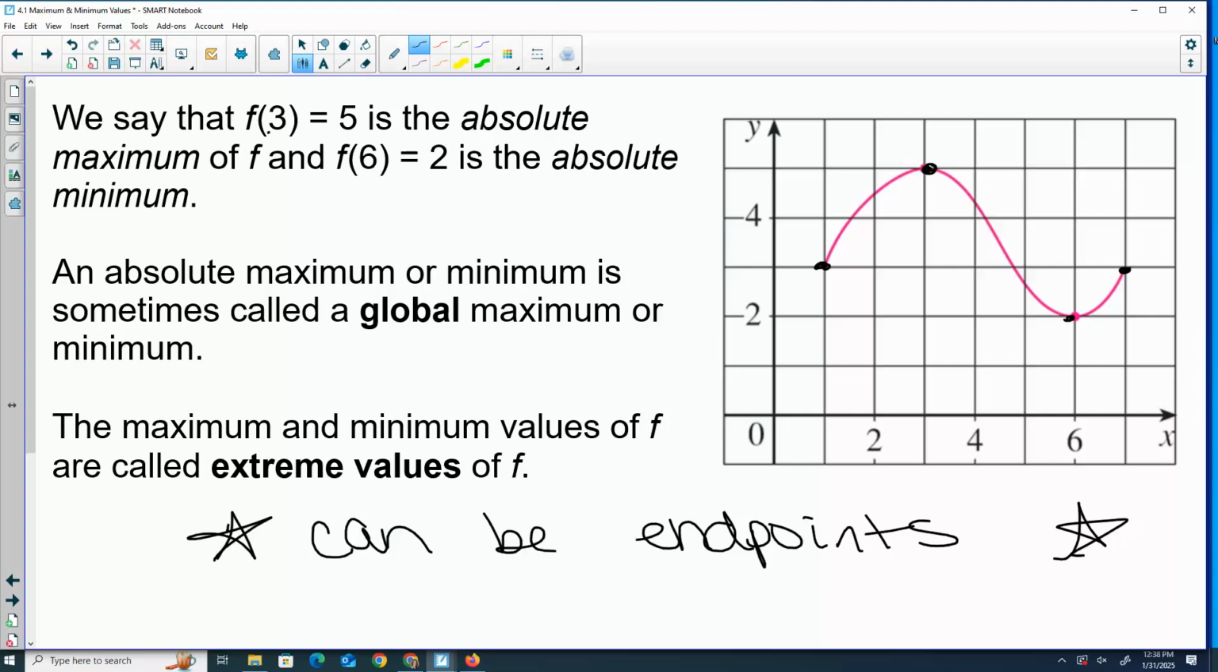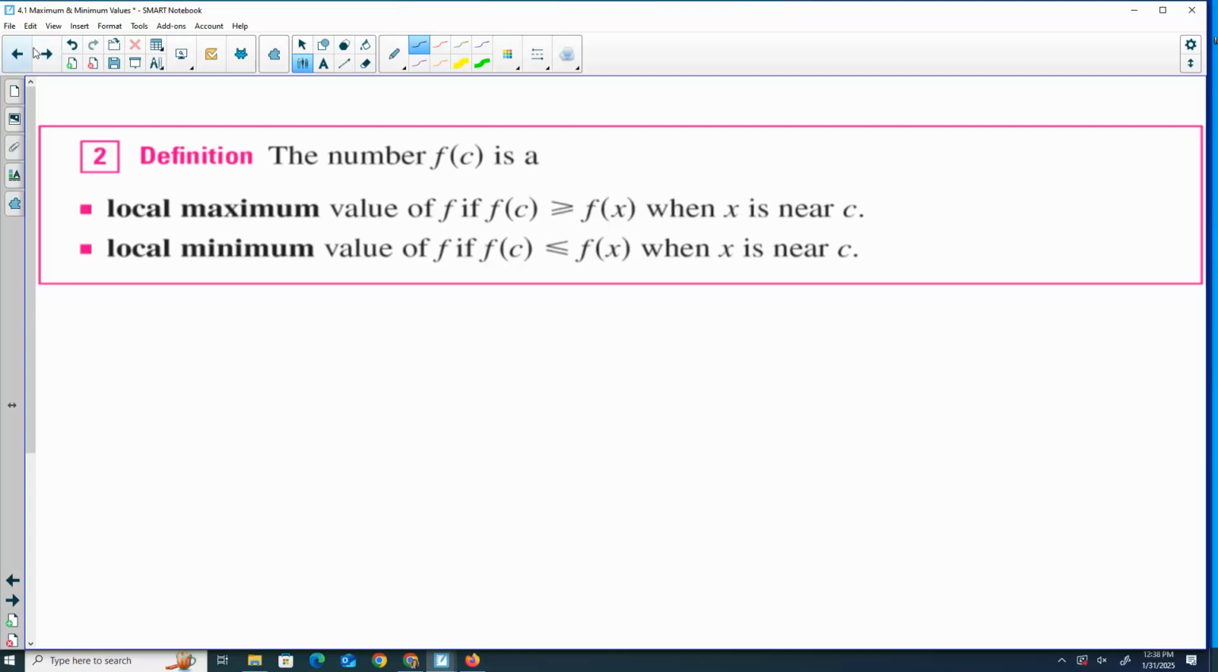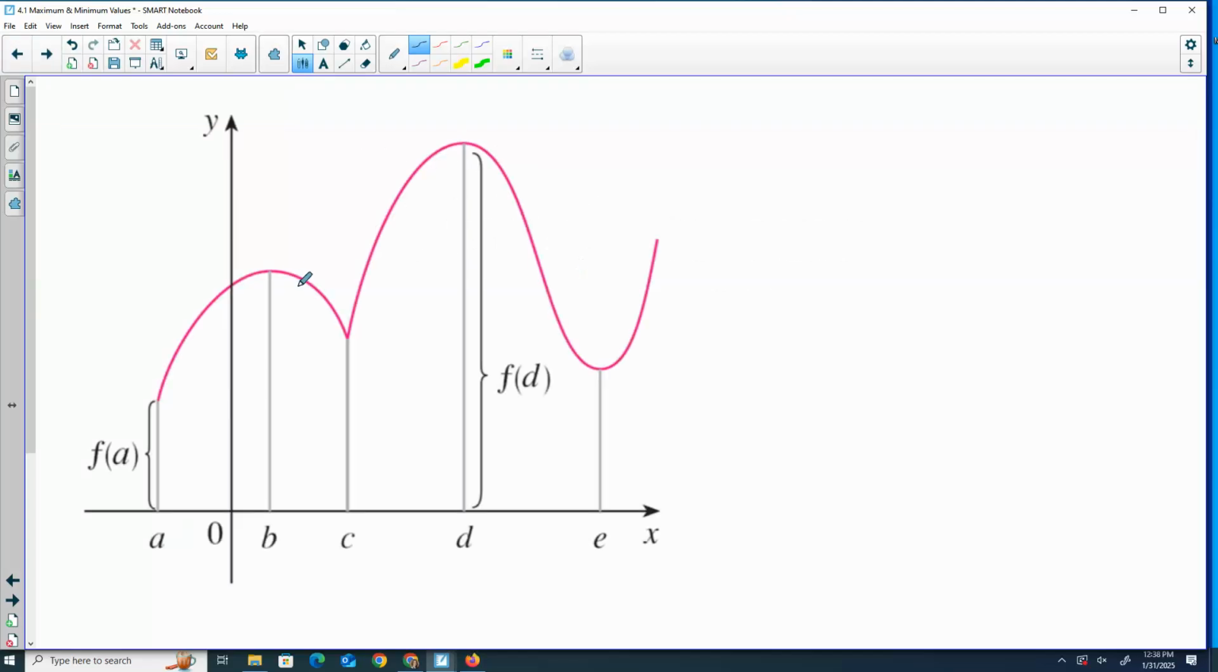All right. In contrast, local maxes and mins are high or low points, but not necessarily the highest or lowest on the entire graph. They are just higher or lower than the surrounding points. So like this is not the highest on the graph, but it's higher than the points on both the left and the right. So that is a local max.